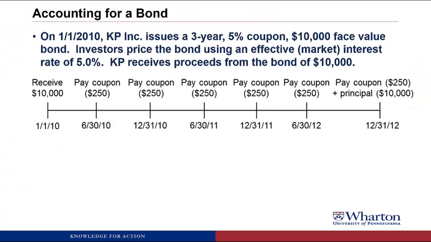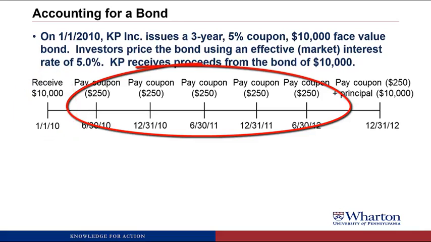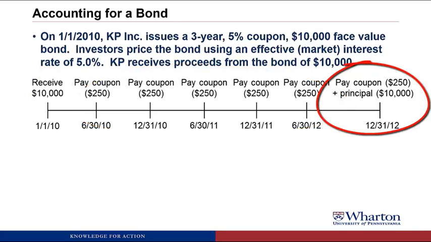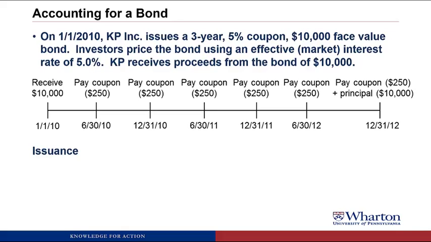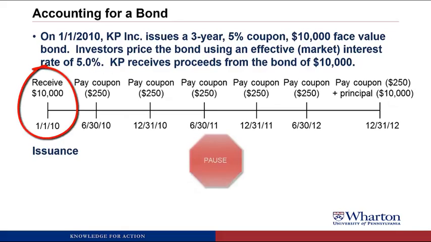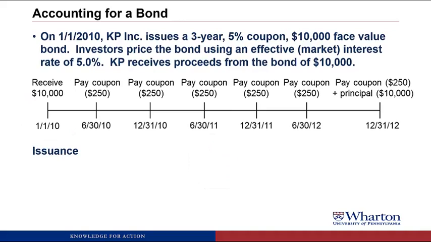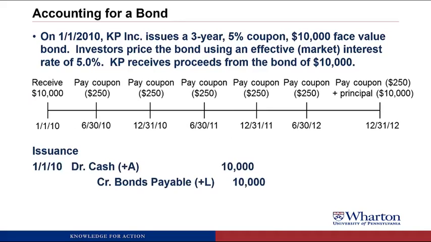So now let's go ahead and do the journal entries. So as we have done before, I've laid out all of the payments across the timeline. We get 10,000 when we issue the bond on January 1st, 2010. Every 6 months we pay $250 coupon payment. At the end, we make the last coupon payment plus the principal. So let me throw up the pause sign and try to do the journal entry for when the bond is issued on January 1, 2010. So on this date, we're receiving cash of $10,000, so we debit cash. We credit bonds payable liability of $10,000.